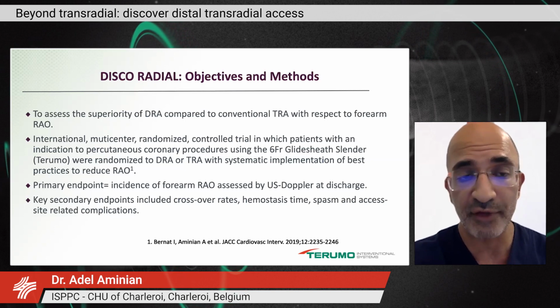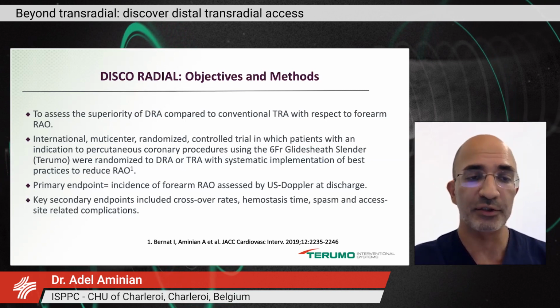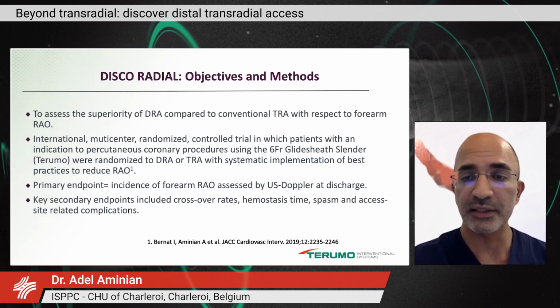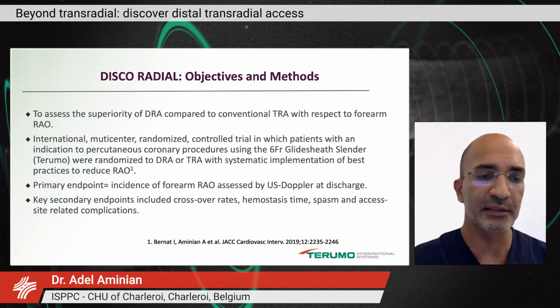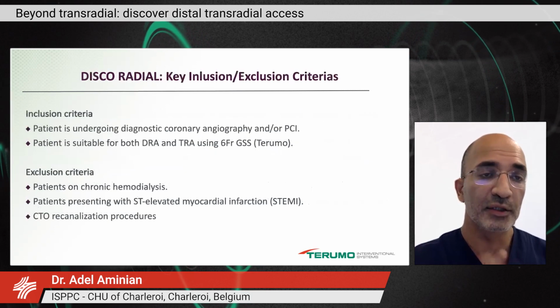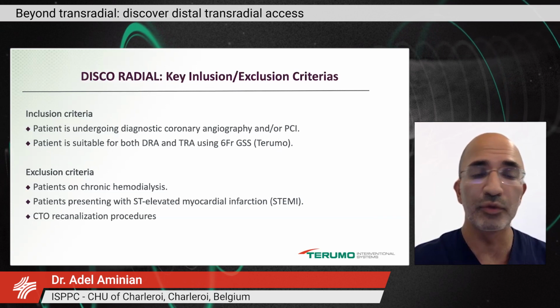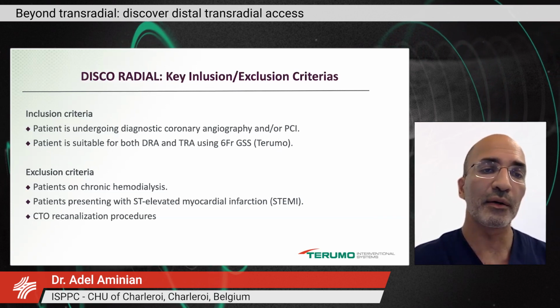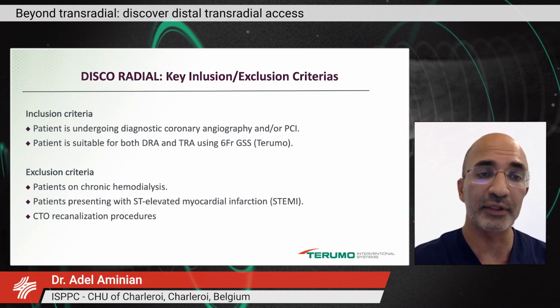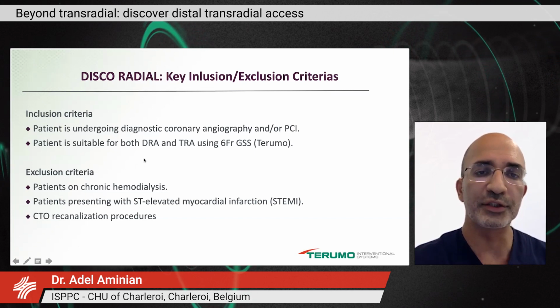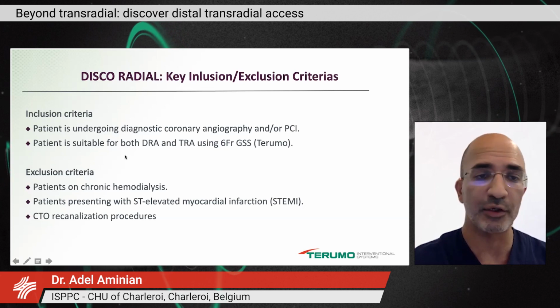And we also took advantage of this large multi-center trial to assess key secondary endpoints, including crossover rates, hemostasis time, spasm, and access site related complications. The inclusion criteria were broad to include a patient population representative of current clinical practice. Actually, patients just had to be suitable for both distal radial access or transradial access according to the operator.